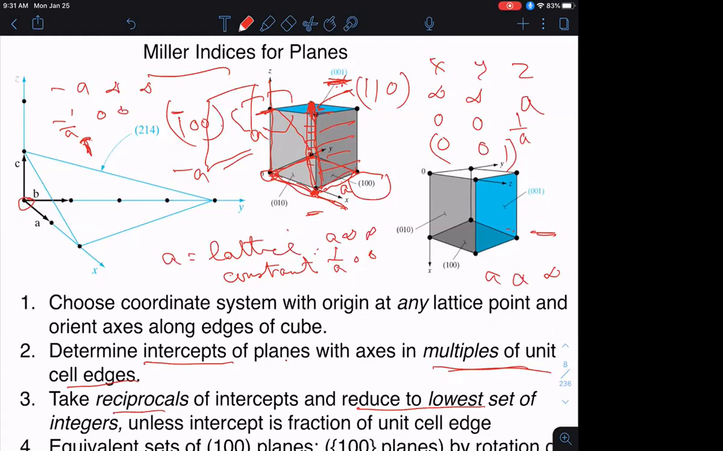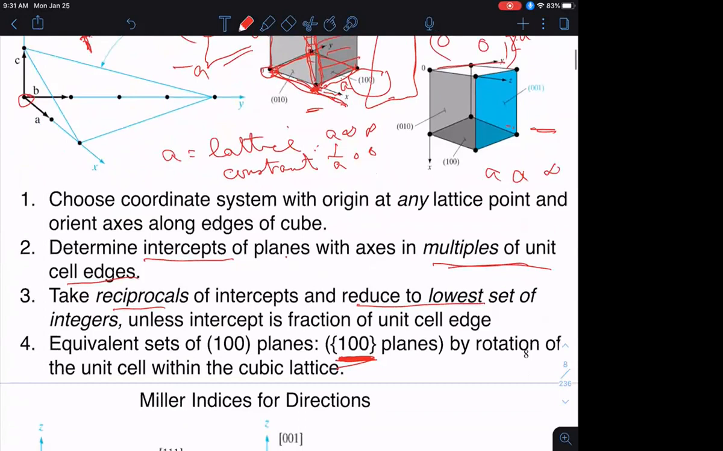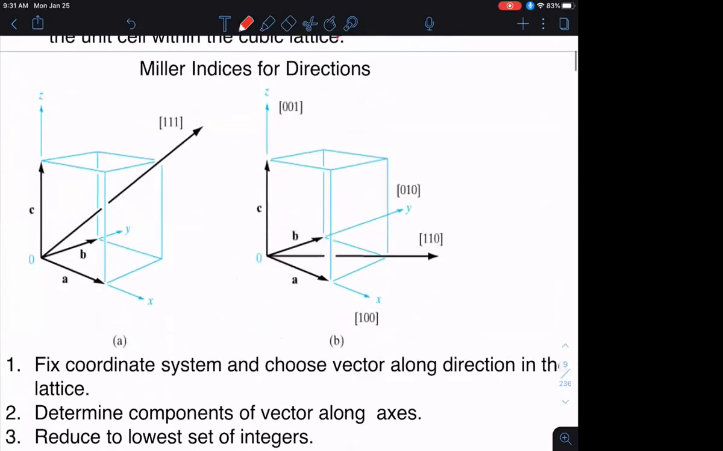Now, suppose I had a plane which was intersecting not at A, but at 2A. So instead of A, that cuts at 2A, but when I convert it to the lowest set of integers, that also gives you a 0, 0, 1 plane. All right, so that's the notation for planes, Miller index notation for planes.